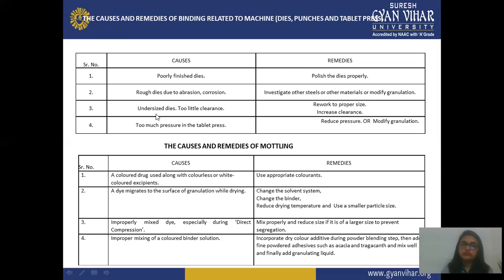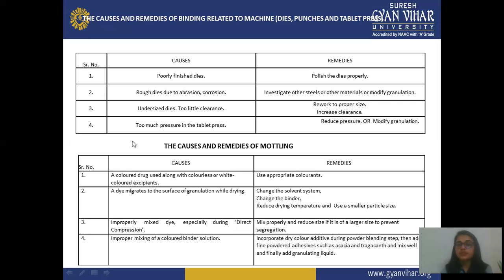And third is an undersized die. In this, there is too little clearance, so we work with a proper size and increased clearance. Fourth is too much pressure in the tablet press. In this, you reduce the pressure or modify the granulation technique to overcome this problem.